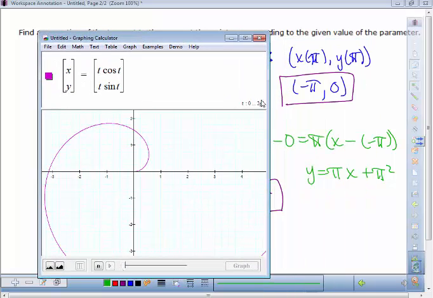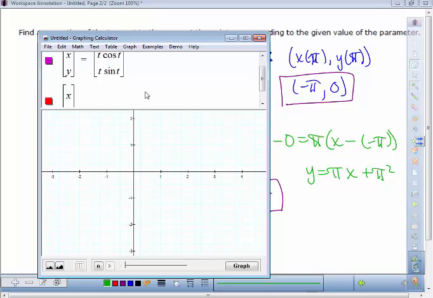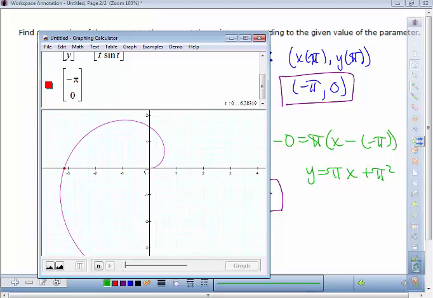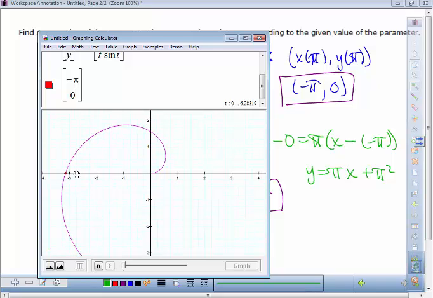So the next thing I want to do is find out where this point is, negative pi comma 0. I would imagine that's somewhere over here, right? That's an easy enough point to look at. But let's actually see it. So now I have a little dot over here, negative pi comma 0, which is where I expected it to be.